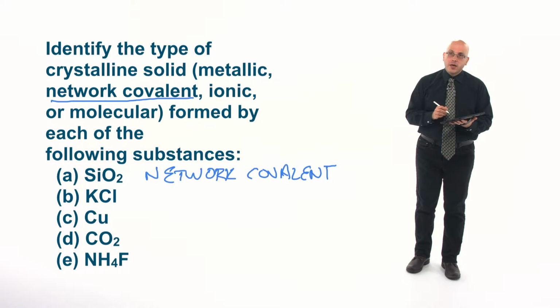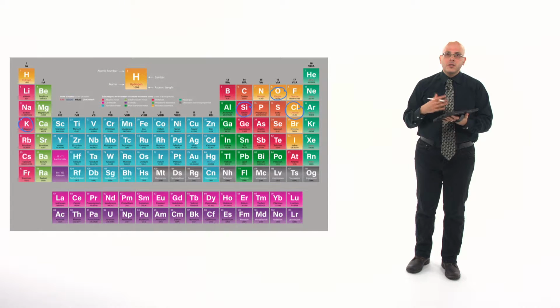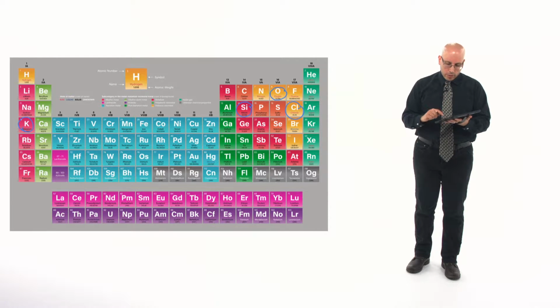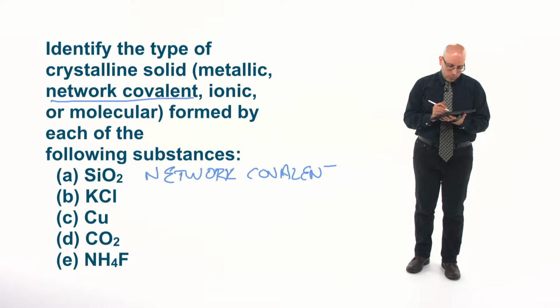Now let's look at KCl, potassium chloride. So potassium is right there, chlorine is right there. They're pretty much as far away as you can get in the periodic table. This is going to tend to make this ionic because I have a metal and a nonmetal. So KCl is going to be ionic.